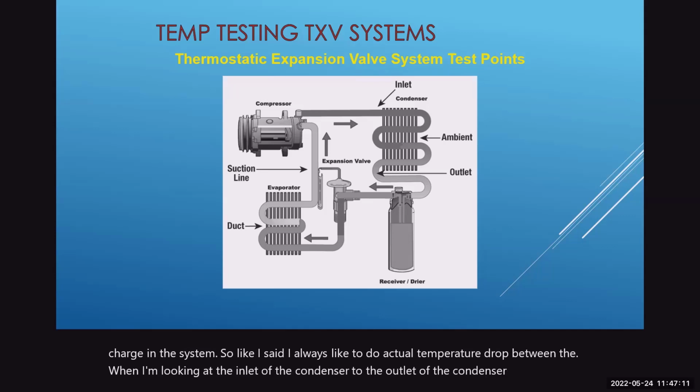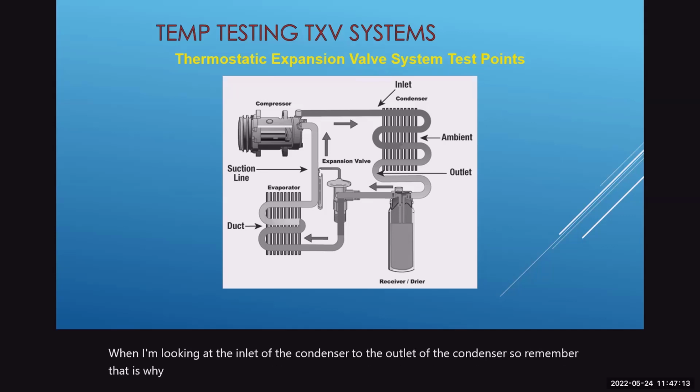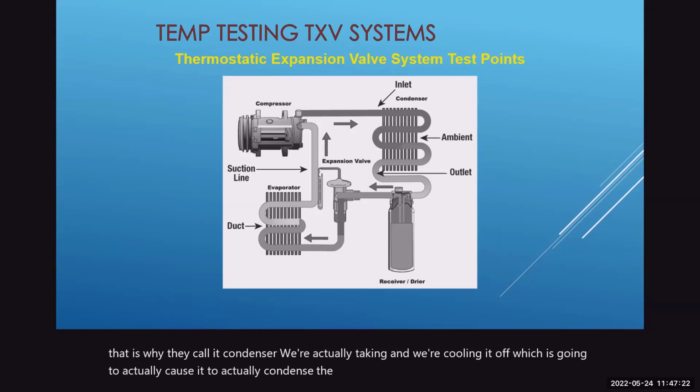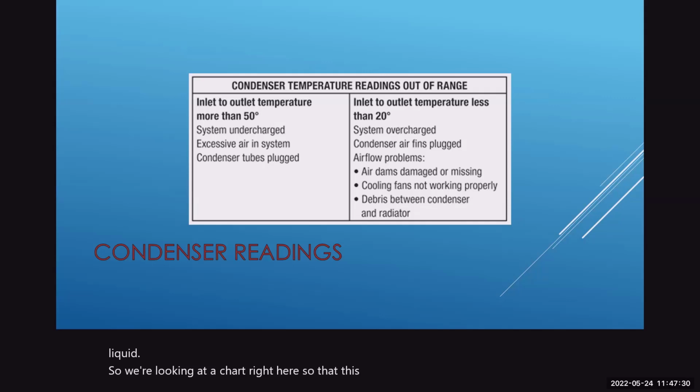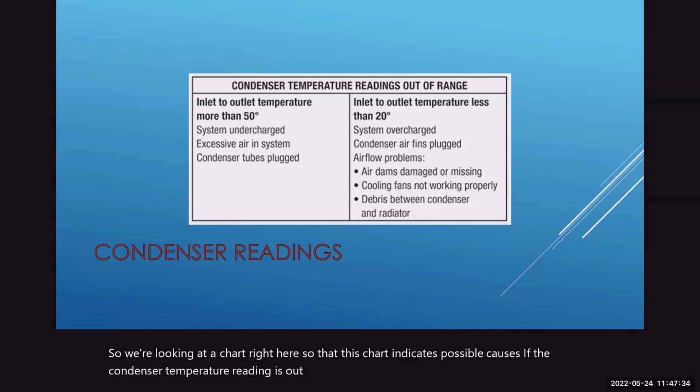So remember, that is why they call it a condenser. We're cooling it off, which actually causes it to condense to a high pressure liquid. We're looking at a chart right here. This chart indicates possible causes if the condenser temperature reading is out of range.